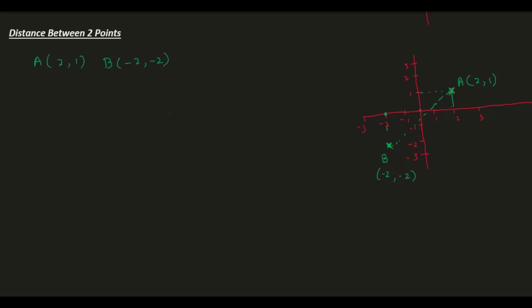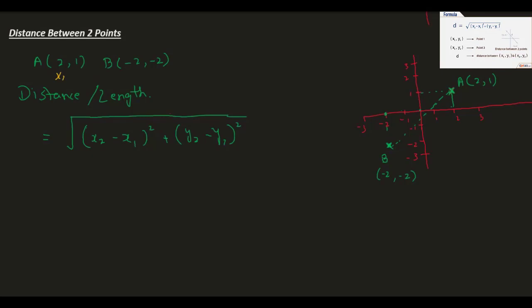So to find the distance between these two coordinates, it is also known as length, we can find it. The formula is the same. So I am going to write the formula: square root of x2 minus x1 whole square plus y2 minus y1 whole square. Now first I am going to label these coordinates as x1, y1, and this is x2 and this is y2. So I am going to plug in the values.